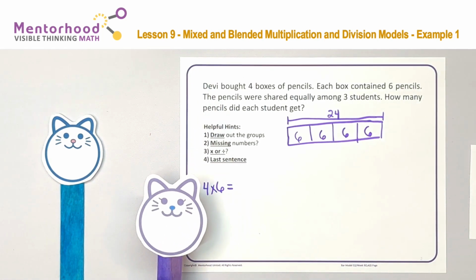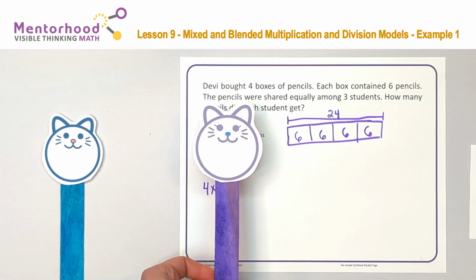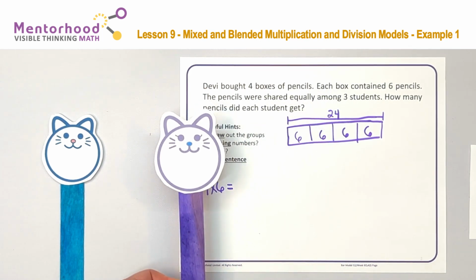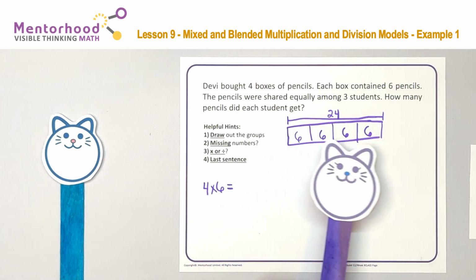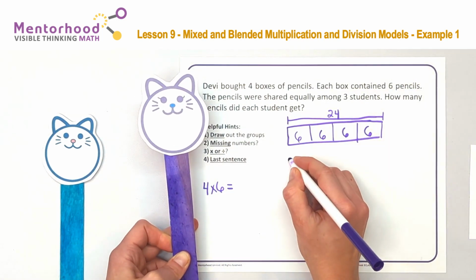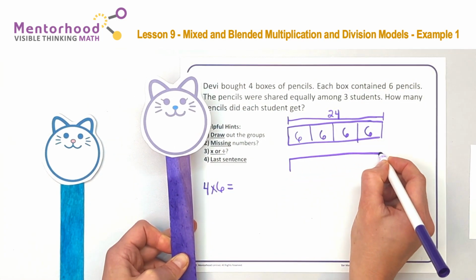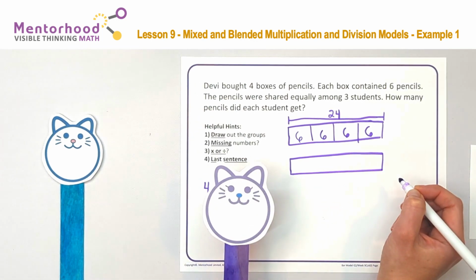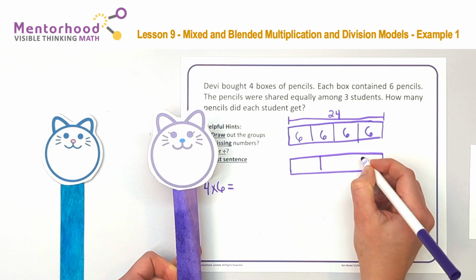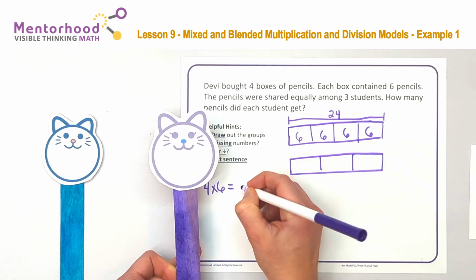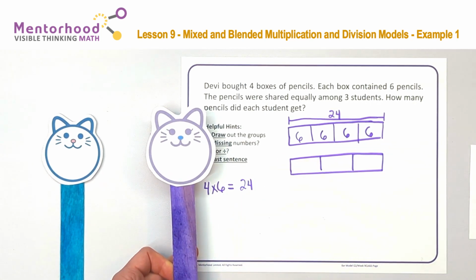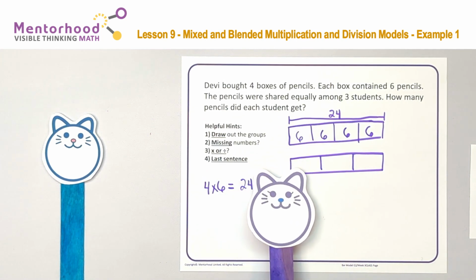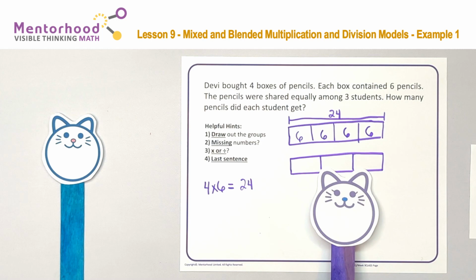Okay, now we can keep drawing. The pencils were shared equally among 3 students. So what happened next? This same total is now split into 3. And let's make sure we write in our total in our number sentence. Okay, so this same total of 24 is now split into 3 for 3 students.